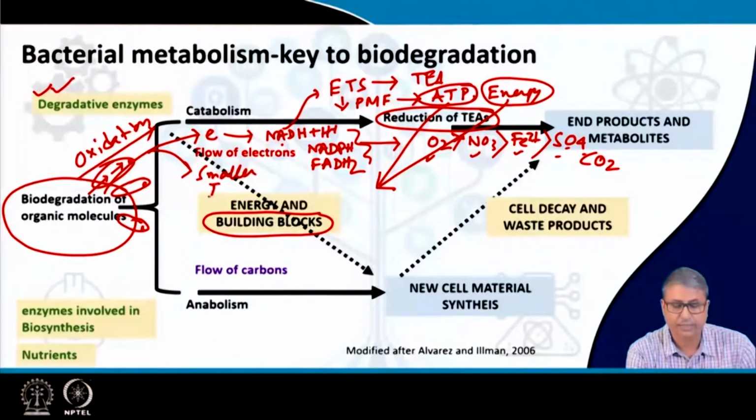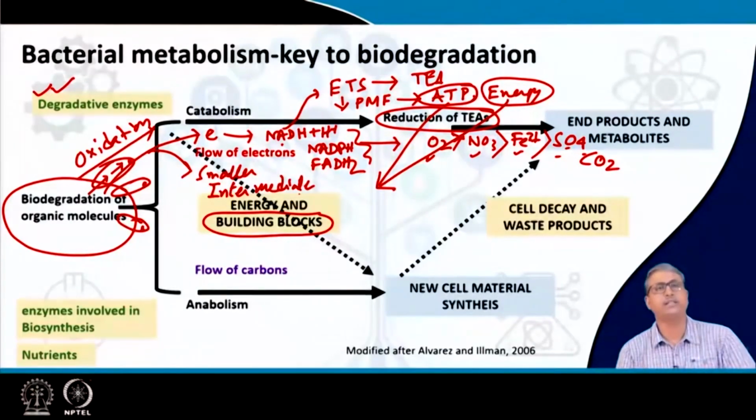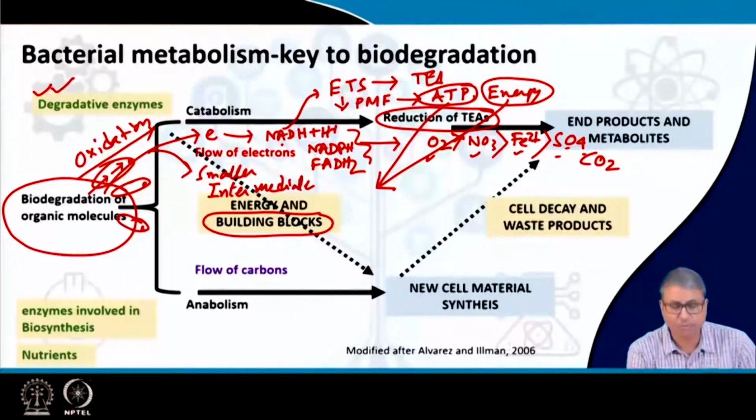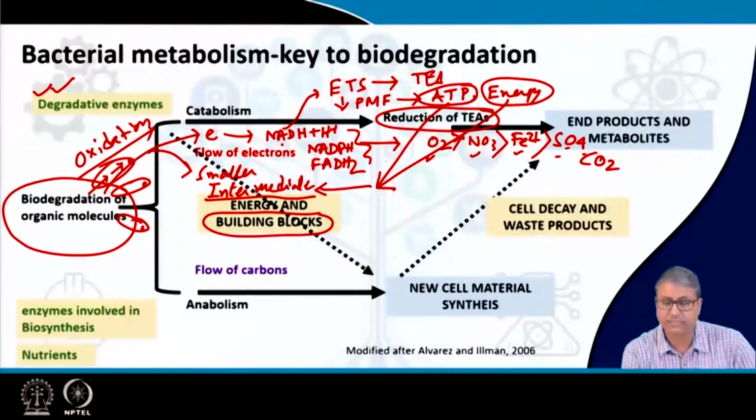Smaller intermediates. For example, if we have an alkane chain being biodegraded, so you will have the acetate molecules produced. So, these smaller intermediates, which may be 2 carbon or 3 carbon molecules, along with this energy, ATP, they will facilitate the biosynthesis reaction.